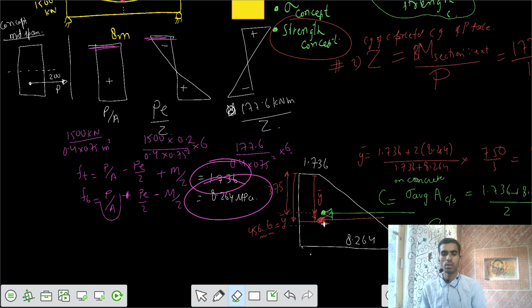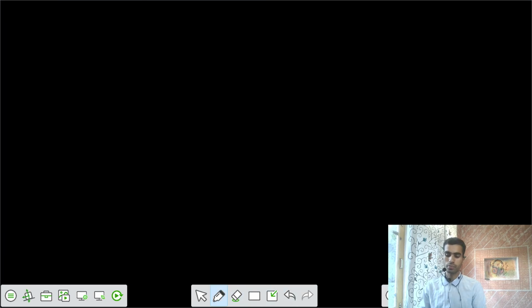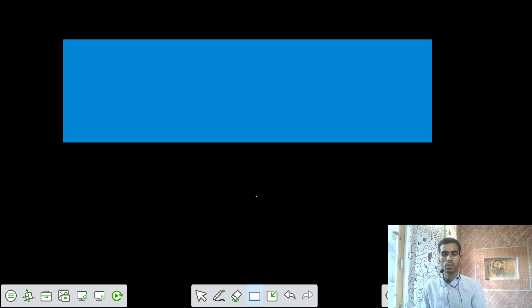So that was the problem that we have. We can take one more problem, that bent cable. Let's take a bent cable. This is your beam, and it is subjected to a UDL.